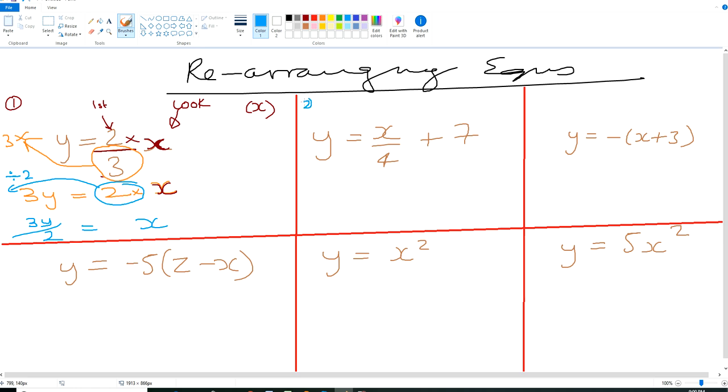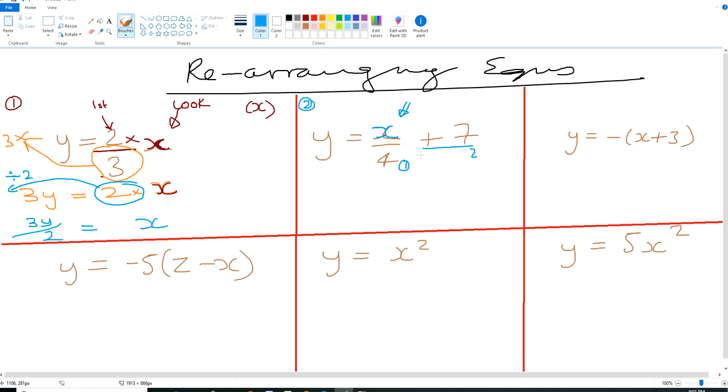We have here question number 2. y is equal to x over 4 plus 7. So we want to work out the value of x. x is the face of the equation. That's what we look at first. This is where we start. x has been divided by 4. That's called our first action. Then it's been added by 7. That's called our second action.